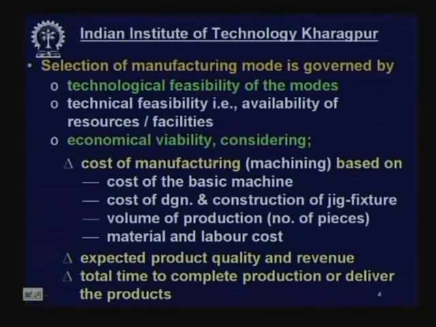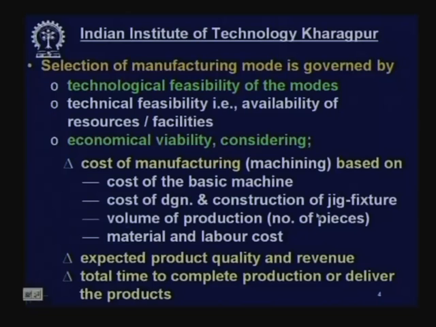Now, economical viability, that is the most important. This has to be based on considering the cost of manufacturing. We are concerned with machining at this moment, not casting or forging, only semi-finishing and finishing by machining, based on the cost components. Cost of the basic machine, because this machine will be used for a good amount of time. So, the cost of the machine has to be taken into account, which will remain engaged. Cost of design and construction of jig and fixture, if this is to be used, because jigs and fixtures are not available in the market as such. They are tailor made, they have to be designed and constructed separately according to the job. So, additional cost will be involved.